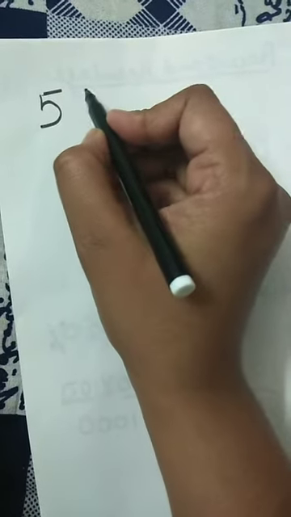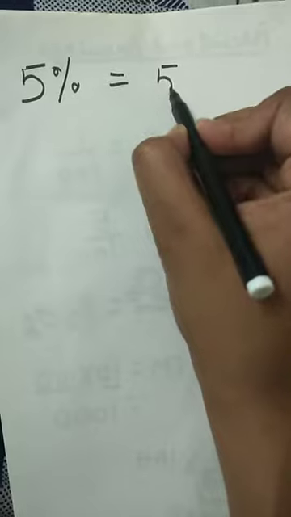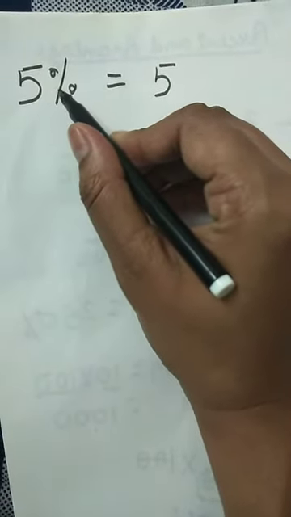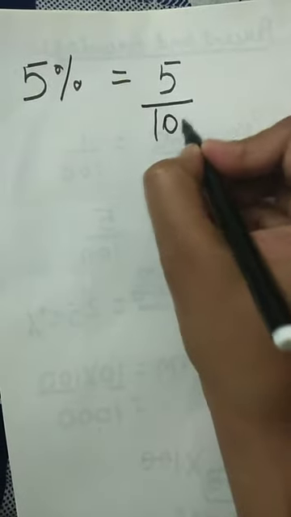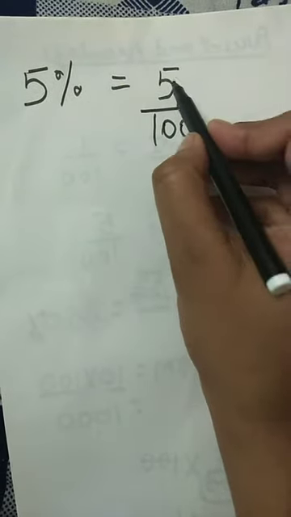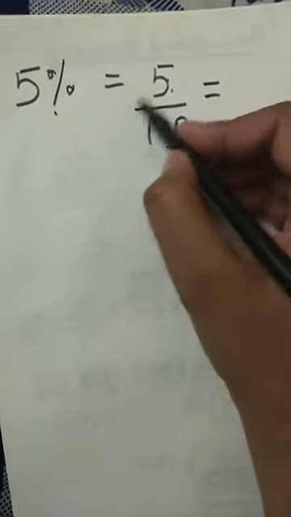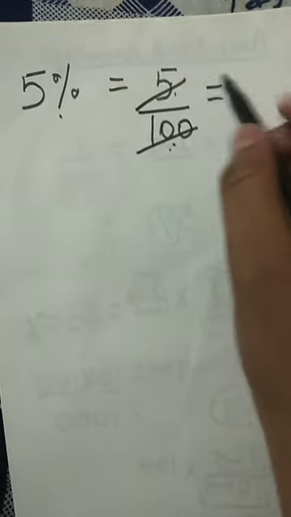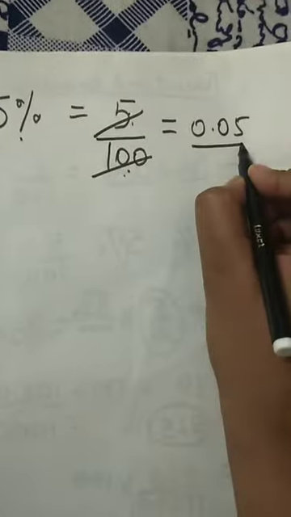Now if we have to convert percent into number, suppose a percentage is given as 5%. You have to convert this percent into a fraction or decimal. So you will remove this percent sign and write 100 in the denominator. So it is equal to 5 by 100, because it is written 5%. And if you cancel this, your answer can be 0.05. This answer is in decimal.